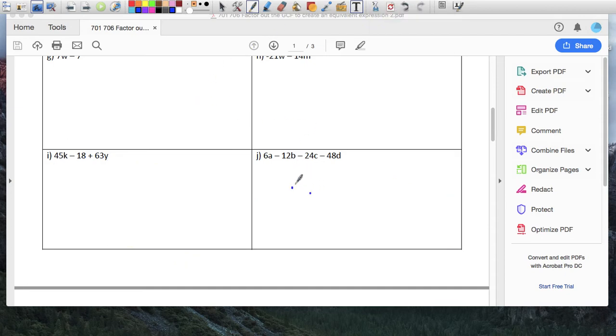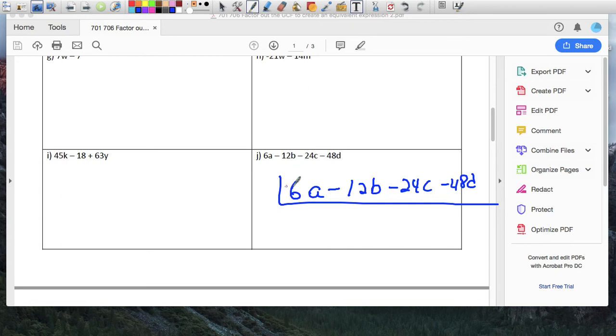This is again the same idea. Minus 24C, minus 48D. So it's 4 numbers. Let's pull out a 2. 6 divided by 2 is 3A. 12 divided by 2 is 6B. 24 divided by 2 is 12C. And then 48 divided by 2 is 24D.